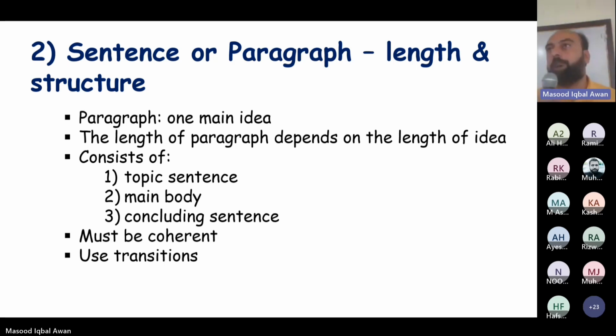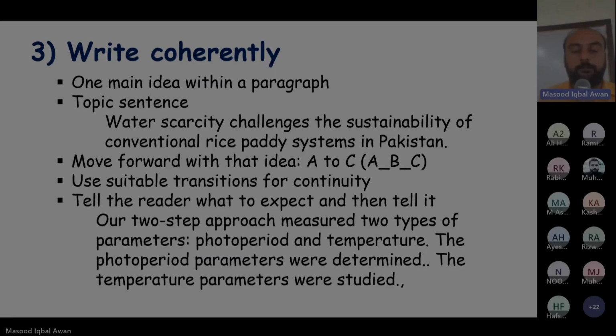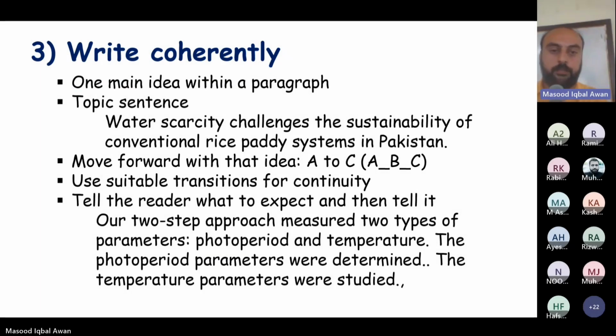So a paragraph should have ideally one main idea. The length of paragraph depends on the length of idea. It has three sections: topic sentence, main body, concluding sentence. Paragraph should be coherent, and for coherence we can use transition. This brings me to the third principle, that is write coherently. As I mentioned earlier, if we are trying to write coherently, we should present one main idea within a paragraph. Paragraph should start with a topic sentence or the most important message, and we move forward with that idea.